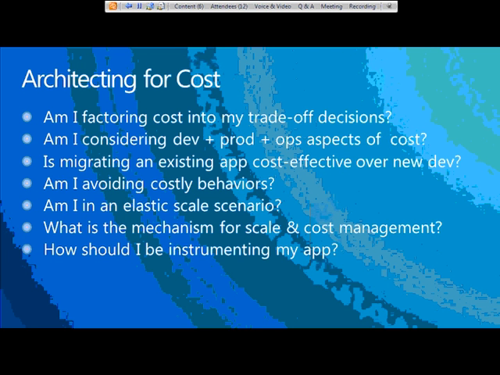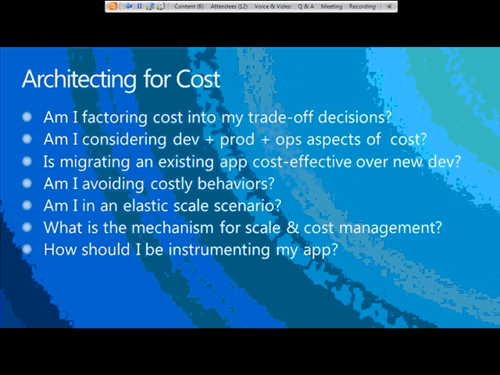Another one that people often miss is they think about cost only in terms of the production costs of what Microsoft's going to charge you. Well, there are two other aspects of costs. First is development cost. Some of your architectural decisions may impact your development period, and something you might do to save on production costs might cost you more in development costs. You really need to look at this other side of it.